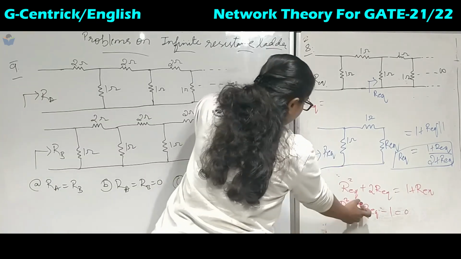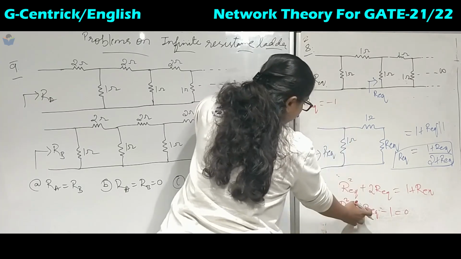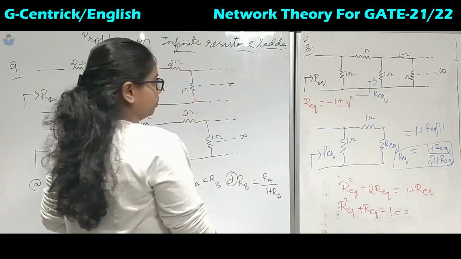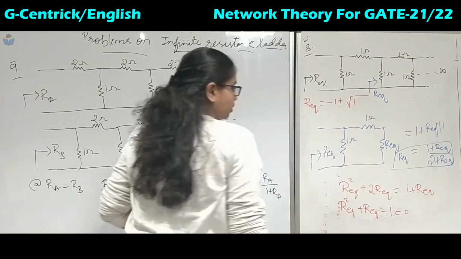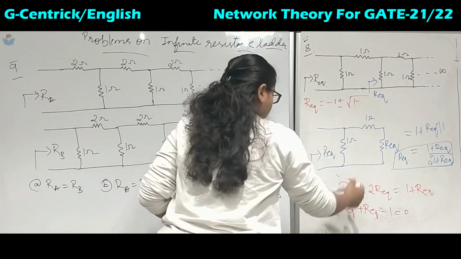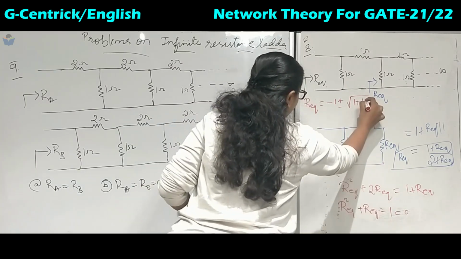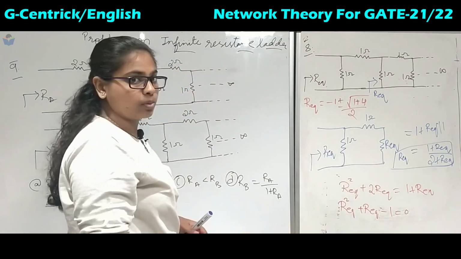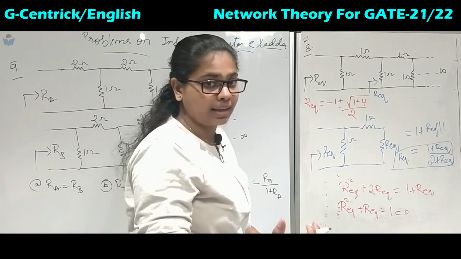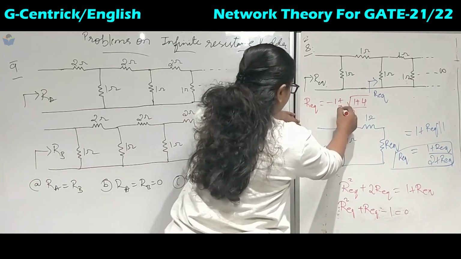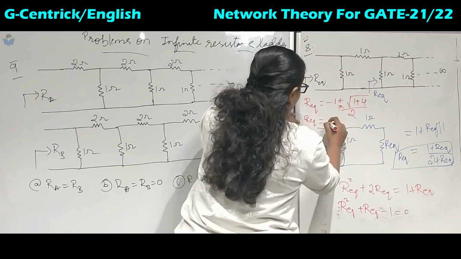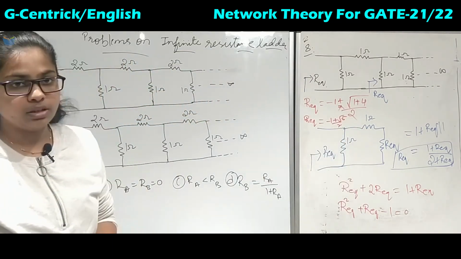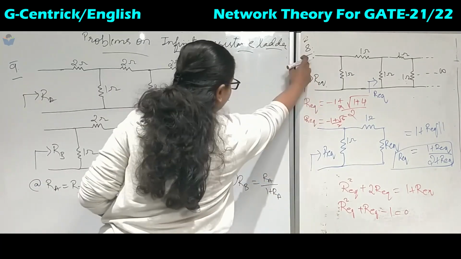Here minus b is nothing but minus 1, the coefficient of R equivalent, then plus minus square root of b square, so b square is minus 1 the whole square, 1, minus 4ac, so you will get plus 4, upon 2. For resistance, it is always a positive value, so we will ignore the negative value. So R equivalent is minus 1 plus root 5 by 2. So this is the answer for this problem 8.